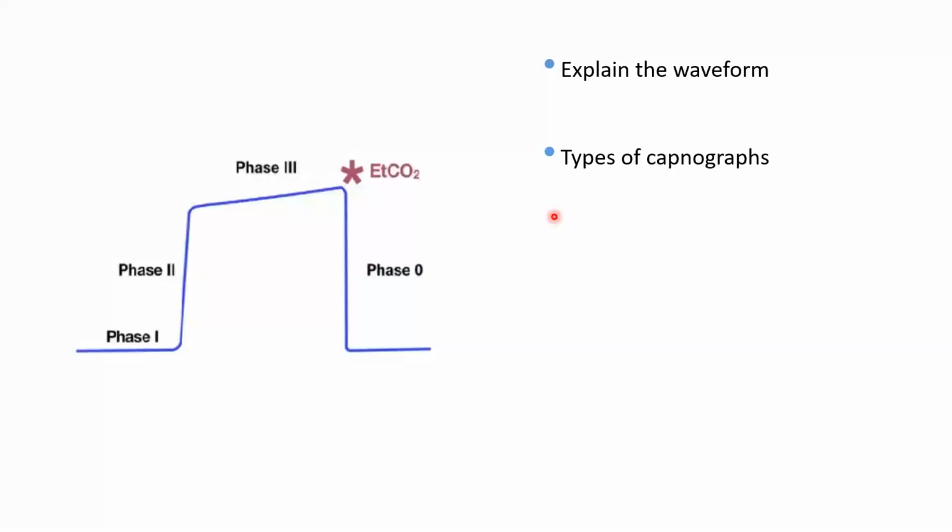There are different types: we have time capnograph and volume capnograph. Clinical uses of this? Major uses: it is used in the OT as well as in the ICU, in the ICU for confirmation of ET tube placement.